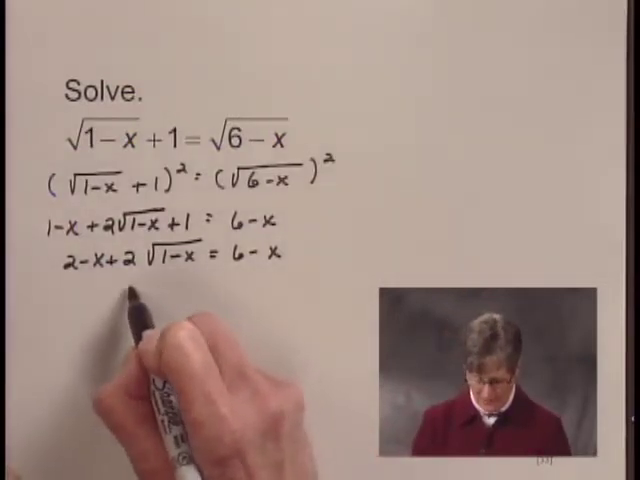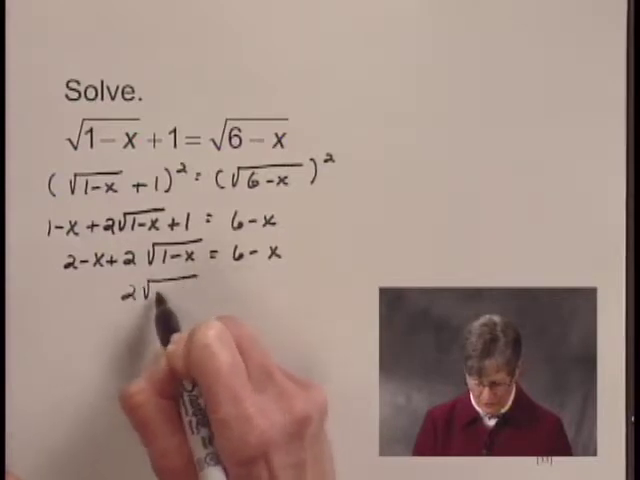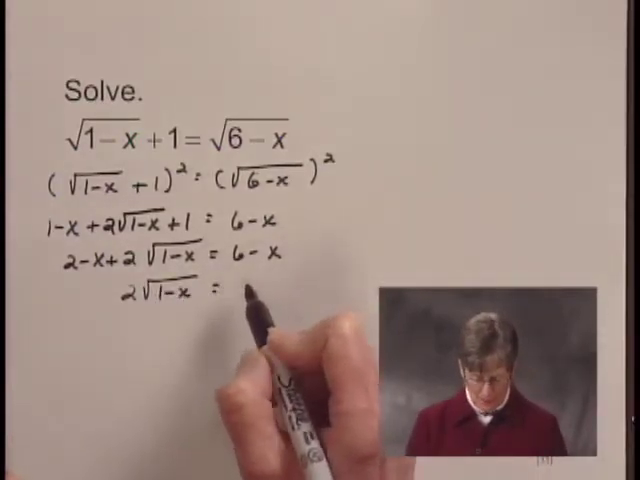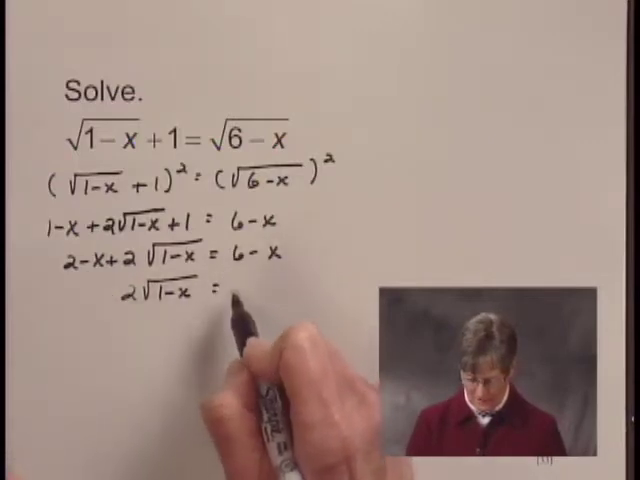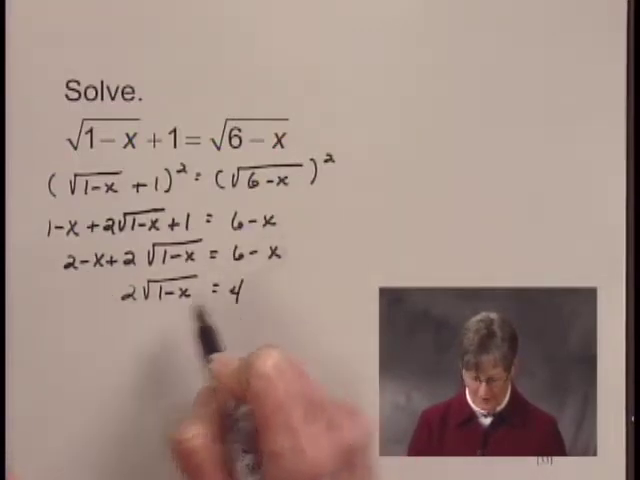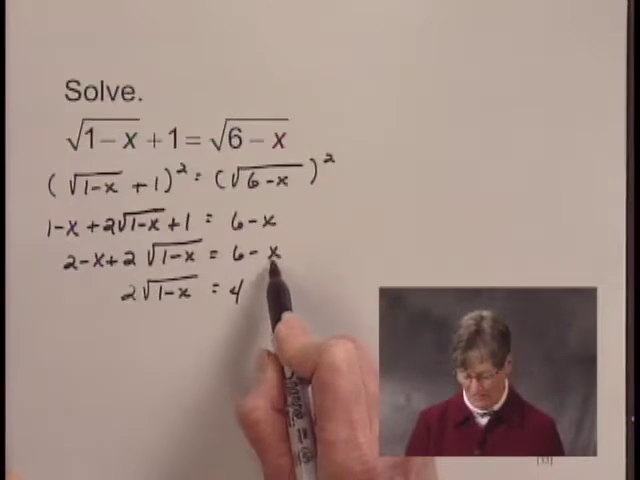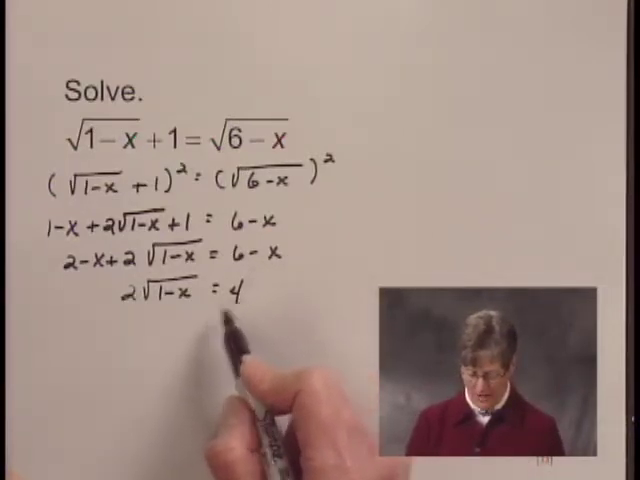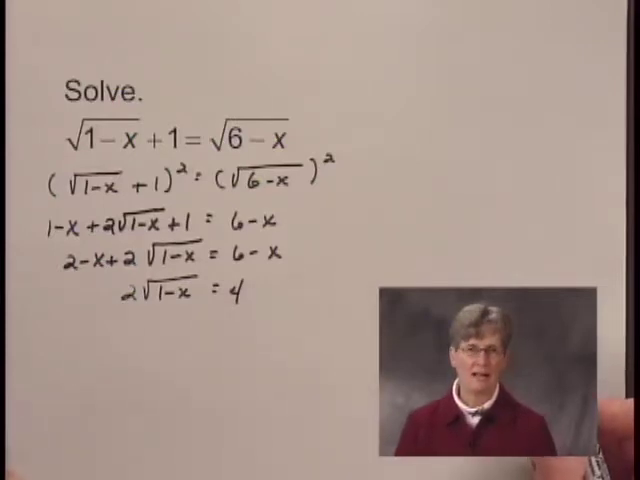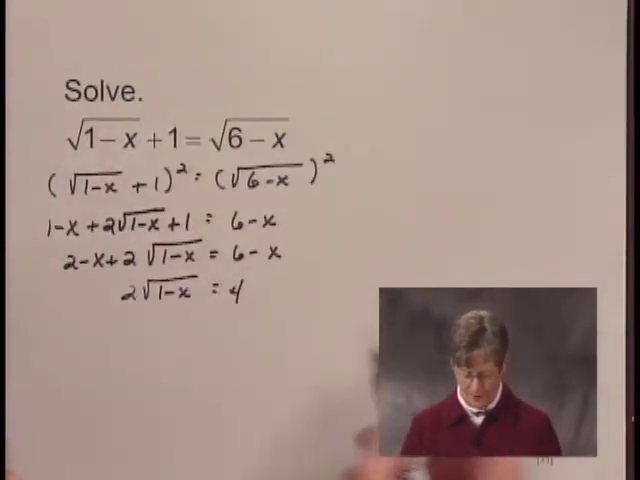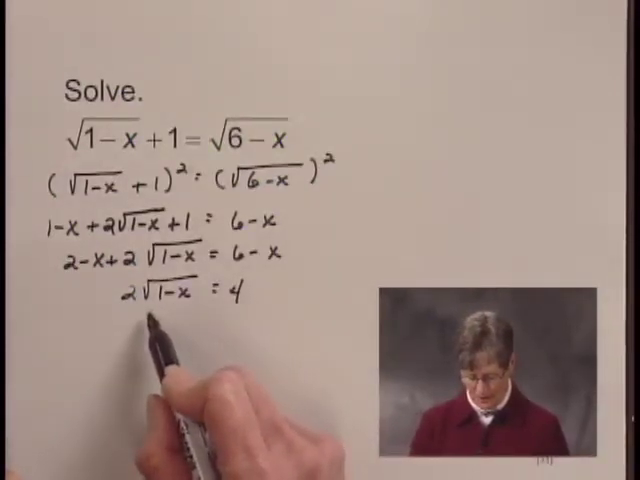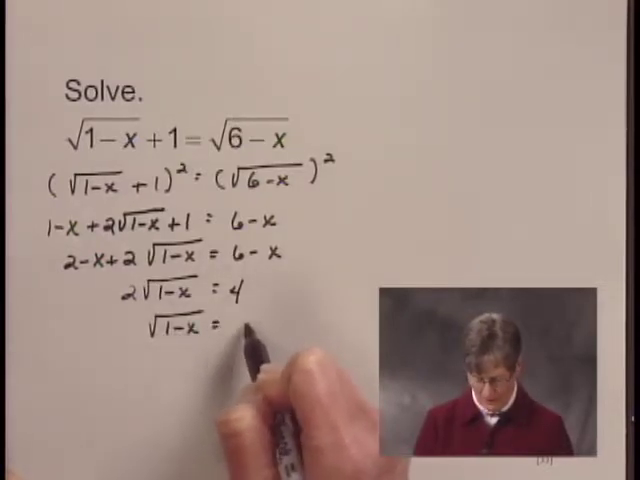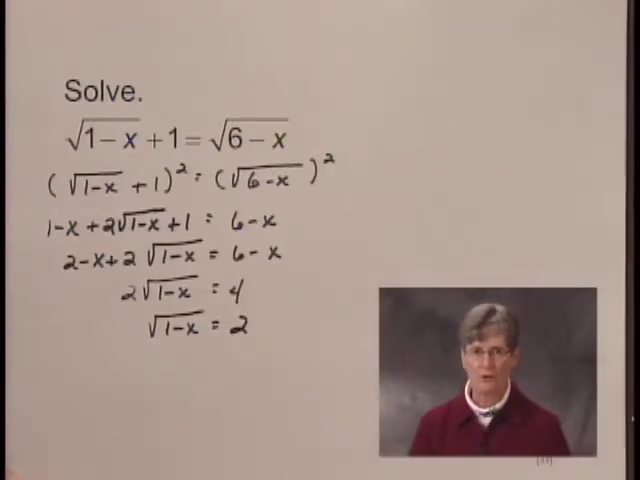And when I do that, on the left-hand side, I have 2 times the square root of 1 minus x. When I subtract 2 on both sides, I have 6 minus 2, or 4, and when I add x on both sides, I have the opposite of x plus x over here, or just 0. So I have 2 times the square root of 1 minus x equals 4. Now I'm going to divide both sides by 2, and when I do that, I get the square root of 1 minus x equals 4 divided by 2, or 2.